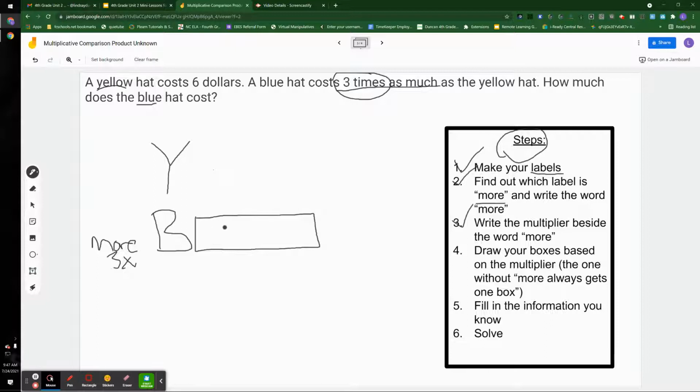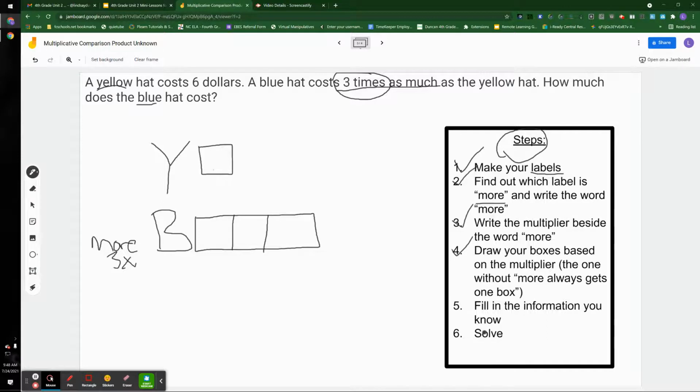So I'll make a large rectangle and partition it into thirds, because this is showing that the blue hat is 3 times as much as the yellow hat. Now, the label, or what we're talking about in our problem that isn't more, always will get 1 box, because then we can see that the blue hat is 1, 2, 3 times as much as the yellow hat.